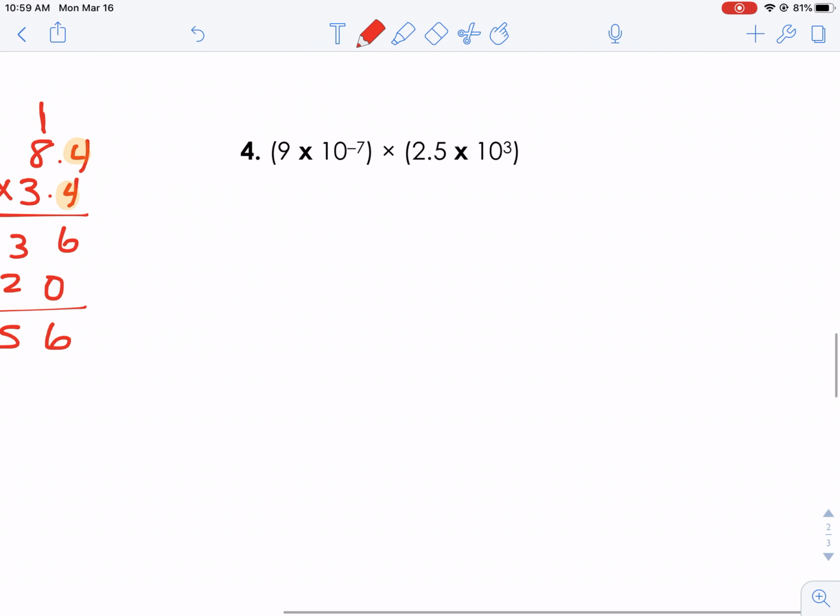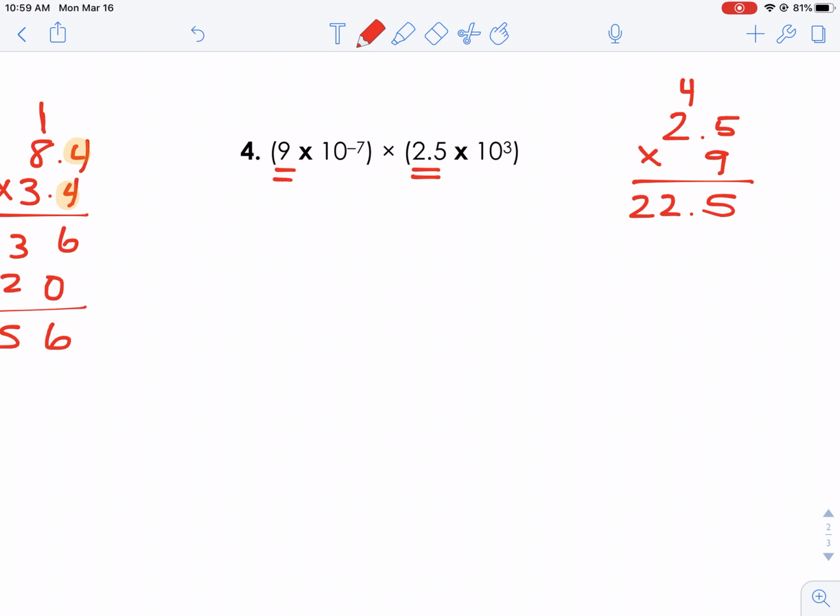All right, and our last one, we have 9 times 10 to the negative 7th times 2.5 times 10 to the 3rd. So again, we're going to multiply our numbers together. So 2.5 times 9 will give us 22.5. And then our exponents are going to get added. So negative 7 plus 3 is negative 4.